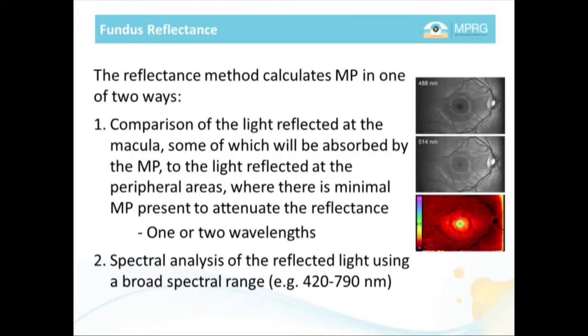There's several ways to measure macular pigment using fundus reflectance. Now, reflectance is the quantitative measurement of light reflected off the fundus. You can either do a comparison of light reflected at the fovea to a peripheral point, and on the market there's either single wavelength or dual wavelength reflectance devices available. However, the problem with a single wavelength reflectance device is there's no way for it to take into account any media opacities. Or you can do a spectral analysis of the reflected light using a broad spectral range.